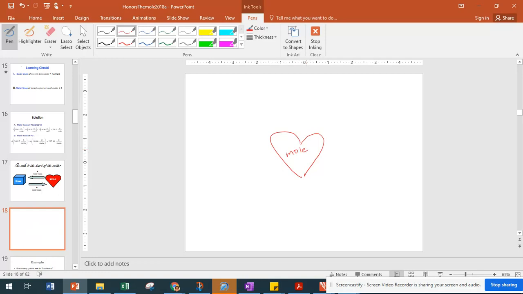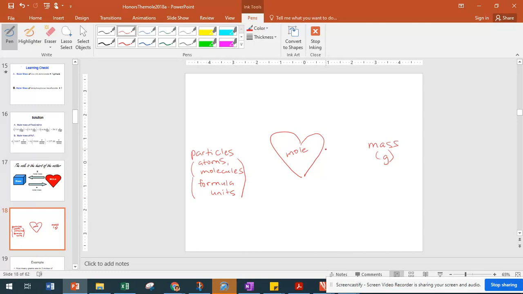On one side of the heart, and make sure you write this down in your notes, is mass, and that's going to be in grams. And on the other side of the heart are particles. These are going to be either atoms, molecules, when we're talking about covalent compounds, or formula units. Formula units are for ionic compounds.